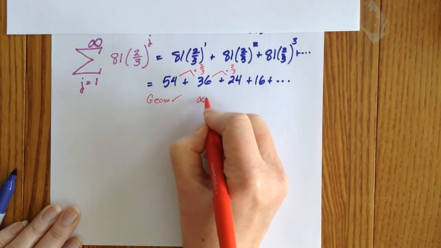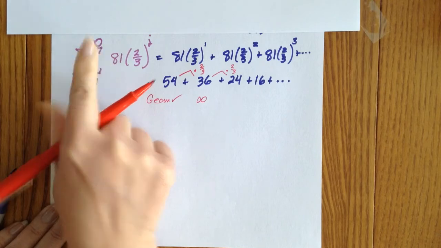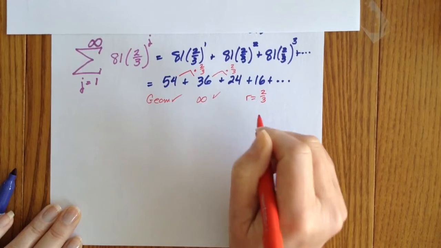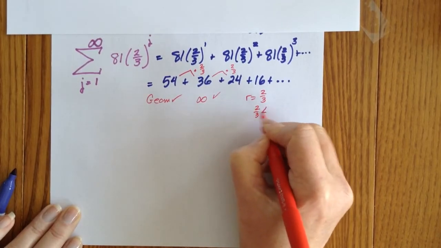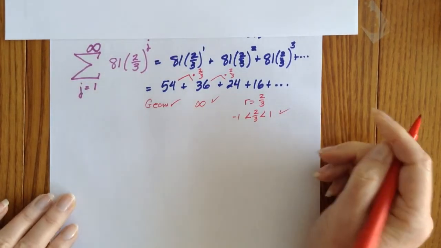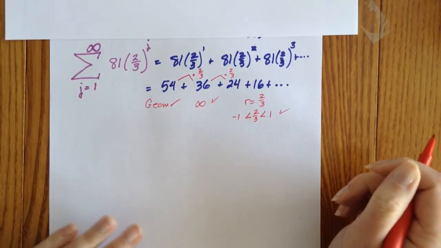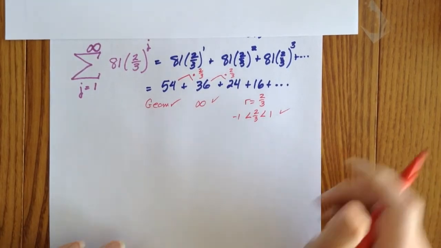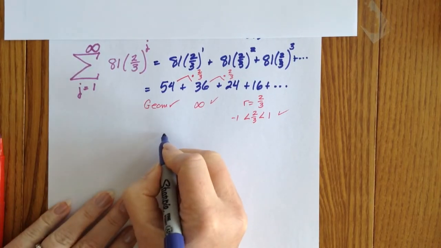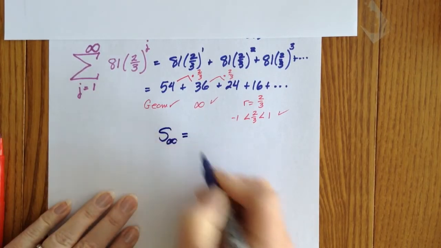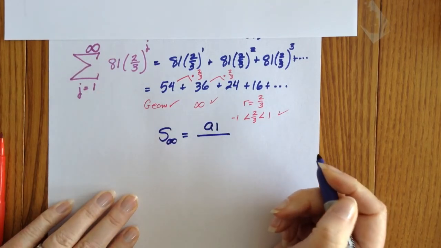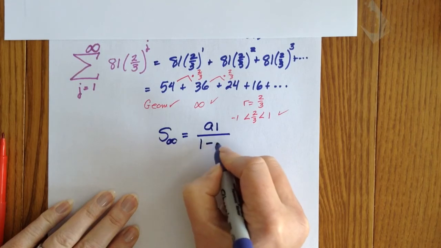It is infinite because of the googly eyes up here. And the r value is 2/3. Here's what's important about that. 2/3 is between -1 and 1, which makes it a convergent geometric infinite sum. So, because we know all of this, we know what formula we can use. The infinite sum will be a sub 1, that's a little teeny subscript, really, trust me, over 1 minus r.